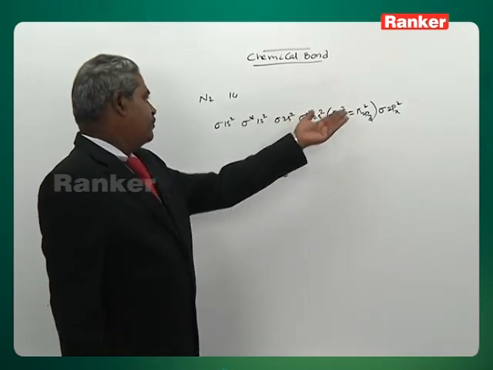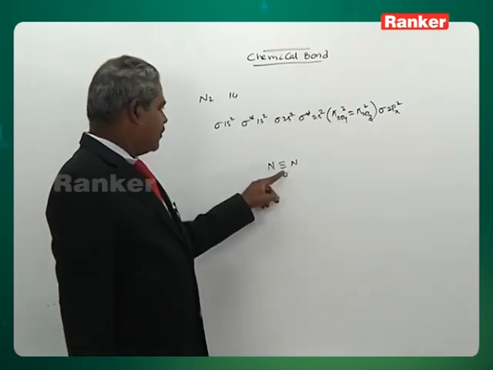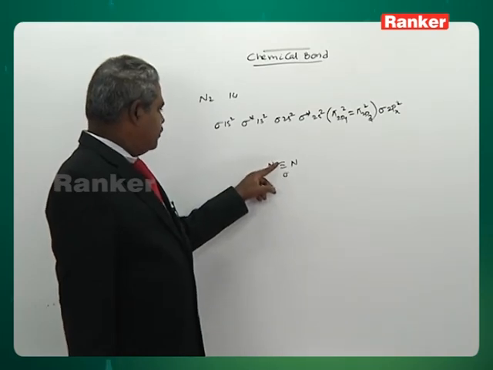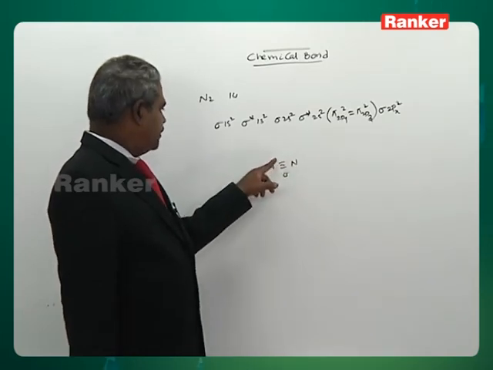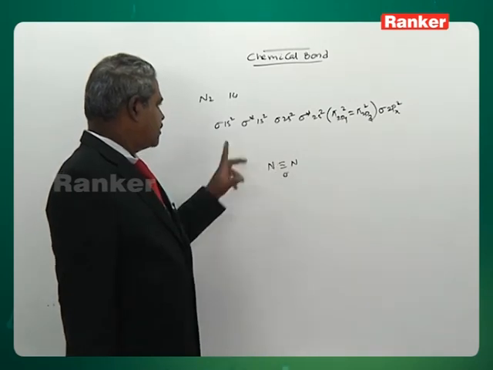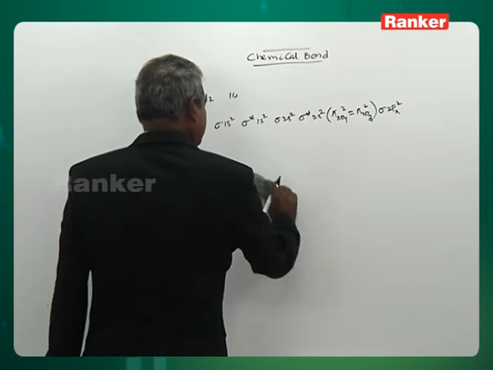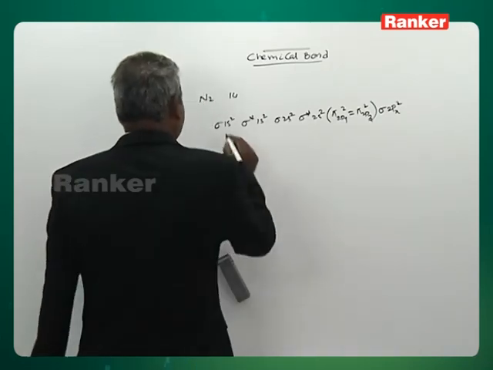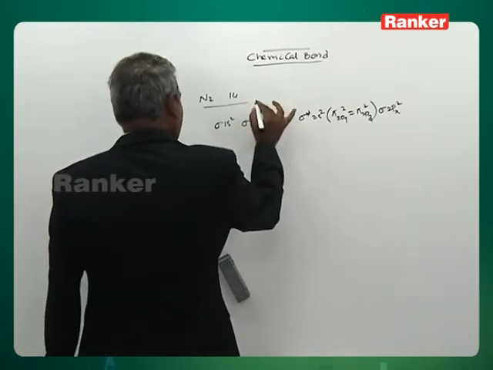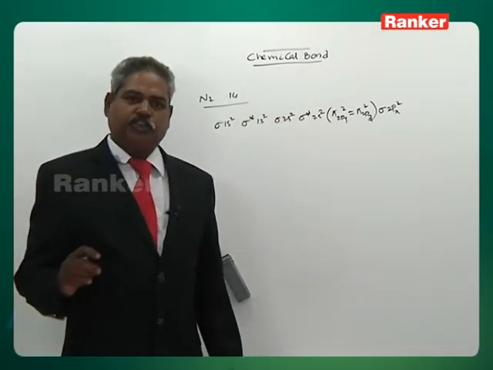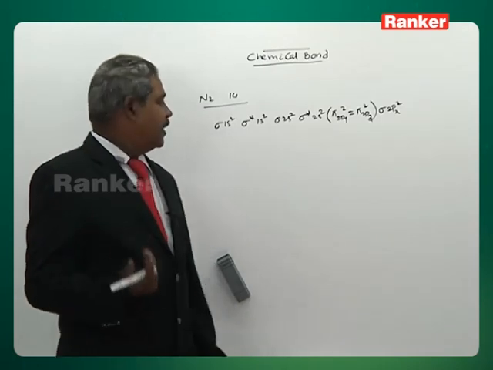So this is a sigma bond formed by 2px, and this is a pi bond formed by 2py of this and 2py of that. Now pi 2py2, pi 2pz2, sigma 2px2, this is up to 14. So up to 14, this is the order. After 14, the order changes a little. We will discuss that a little later.